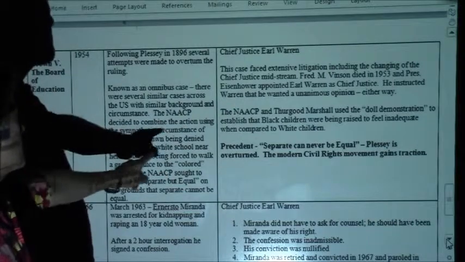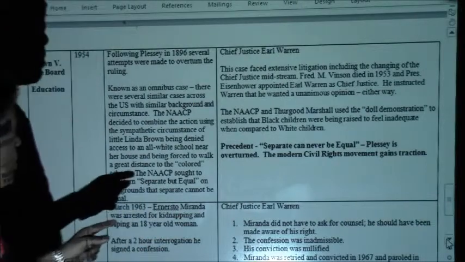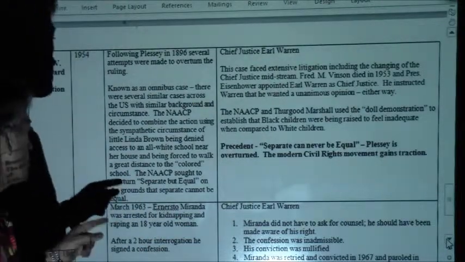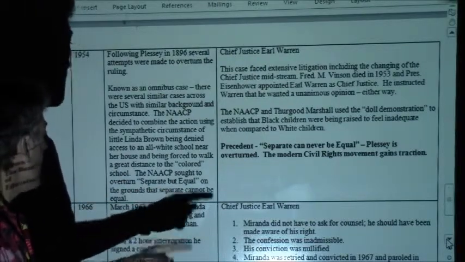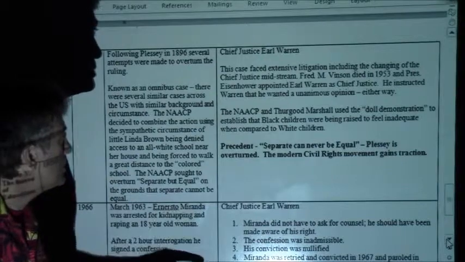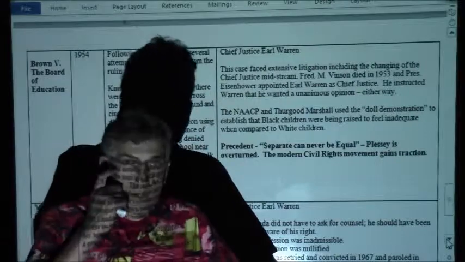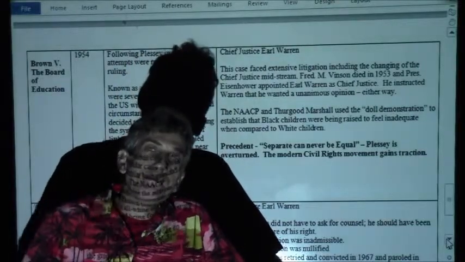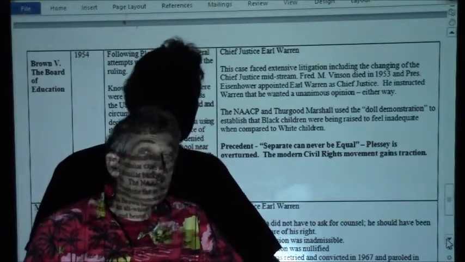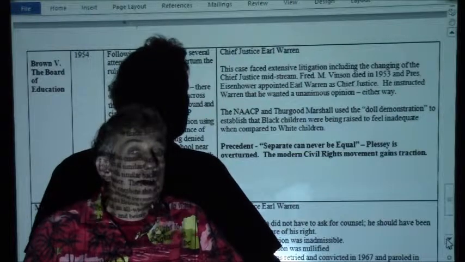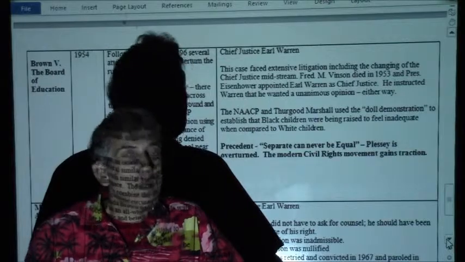The NAACP decided to combine the action using the sympathetic circumstance of little Linda Brown, denied access to an all-white school near her house, and being forced to walk a great distance to the colored school. The NAACP sought to overturn separate but equal on the grounds that separate cannot be equal. So how do you do that? How do you prove that separate is not equal? Because even if they're not equal, they can be made equal. Meaning, if the black schools were lacking in a facility, had poor teachers, had poor supplies, a state could simply comply, even temporarily, by improving the black school, and now we fall into line with separate but equal.